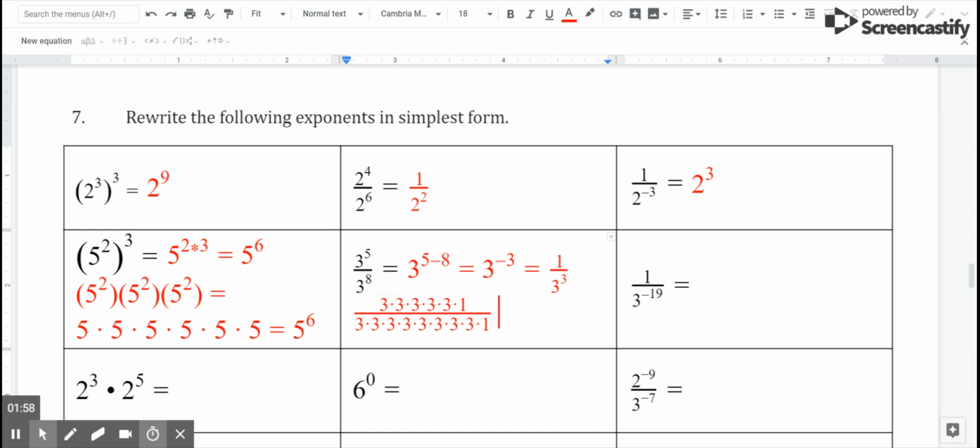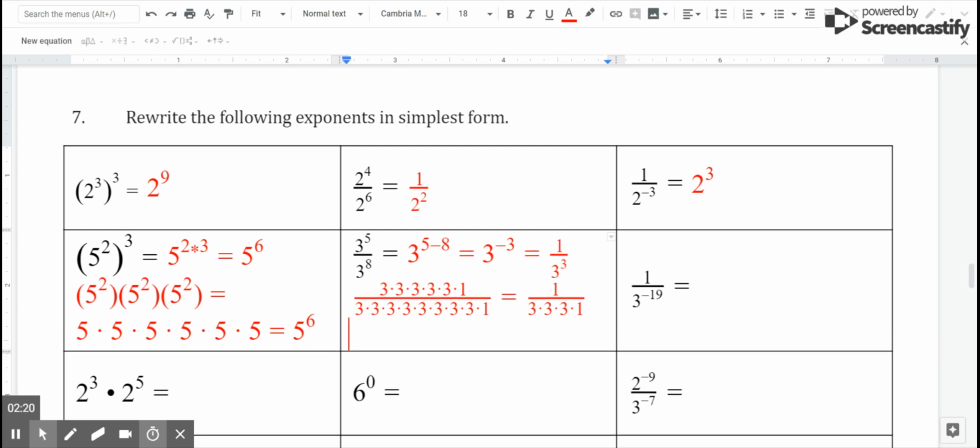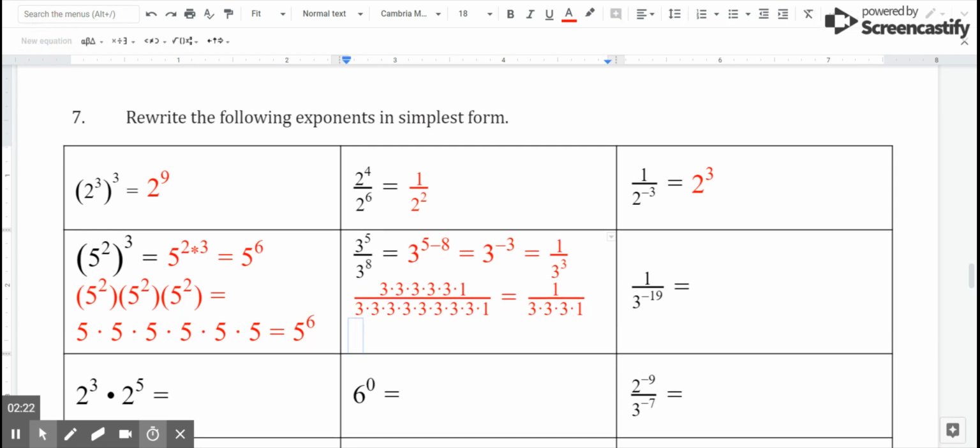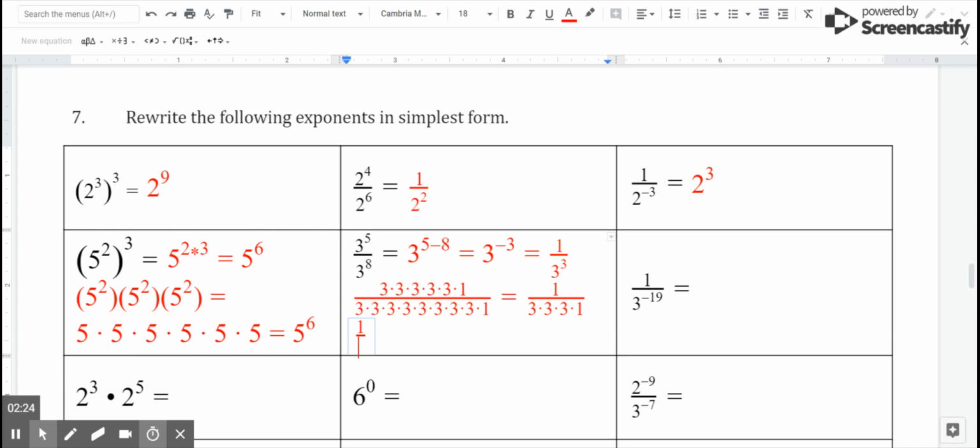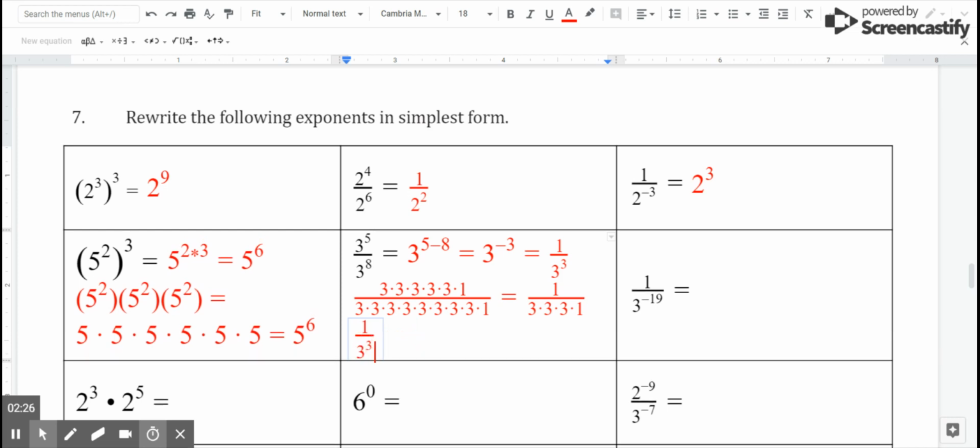And then if I look at what I can get rid of there, well, I've got 5 3s that appear in both the numerator and denominator. So I can cancel those out. So if I cancel those out, I'm left with 1 in my numerator and then 3 more 3s in my denominator and also a 1. So if I write out what this looks like in exponential form, in my numerator, I've got a 1, and in my denominator, I've got 3 to the 3rd power. So either way, I end up with 1 over 3 cubed.